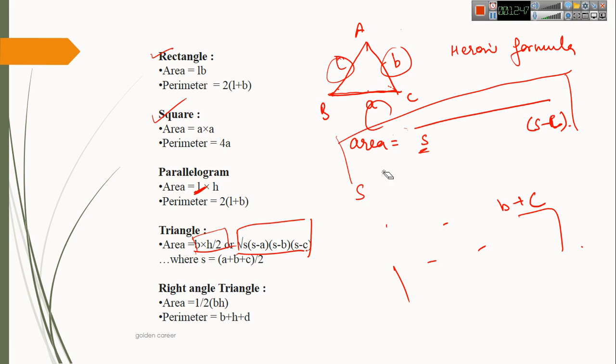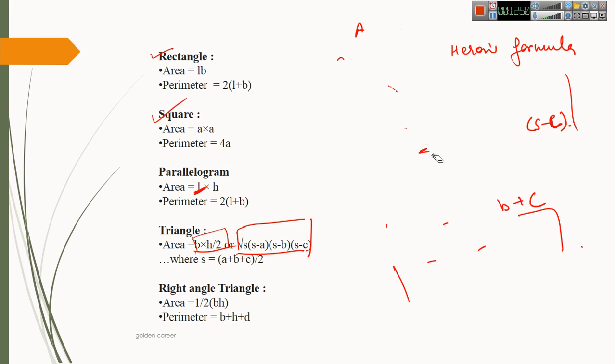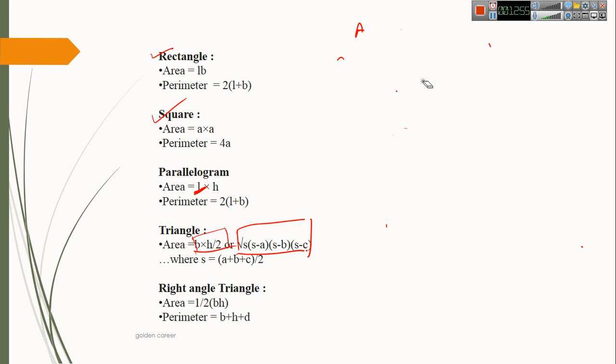Next we have the right triangle. For a right triangle it is very easy, because for different triangles we must be given either all the sides or the height and the base. For a right triangle, one angle is 90 degrees, so one of the sides can already be considered the height. Like if we have this triangle ABC, either BC or AC, any one of the sides which make the 90 degree angle. Keep in mind the sides which make the angle 90 degrees. Either of the sides can be taken as base and perpendicular.